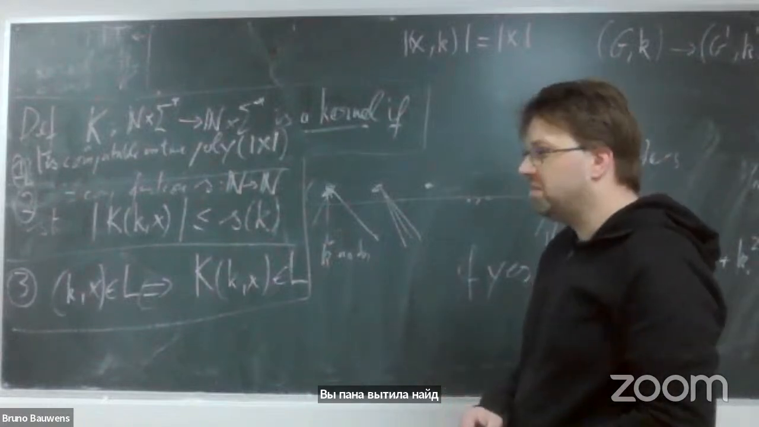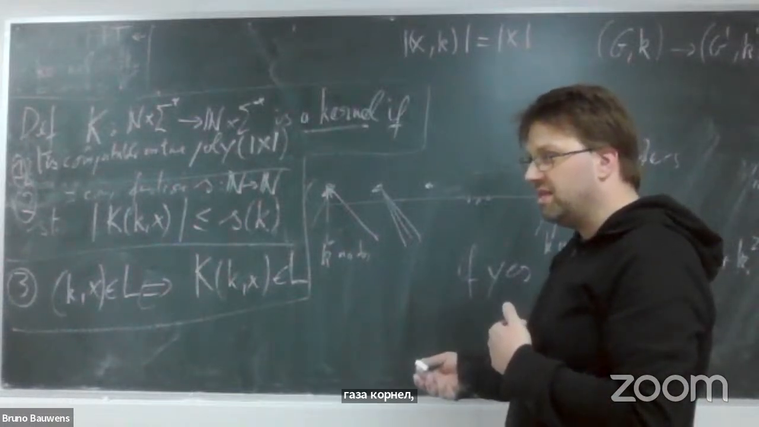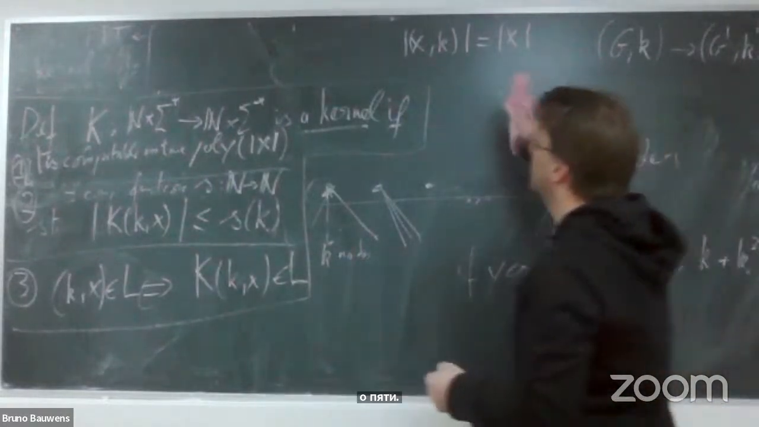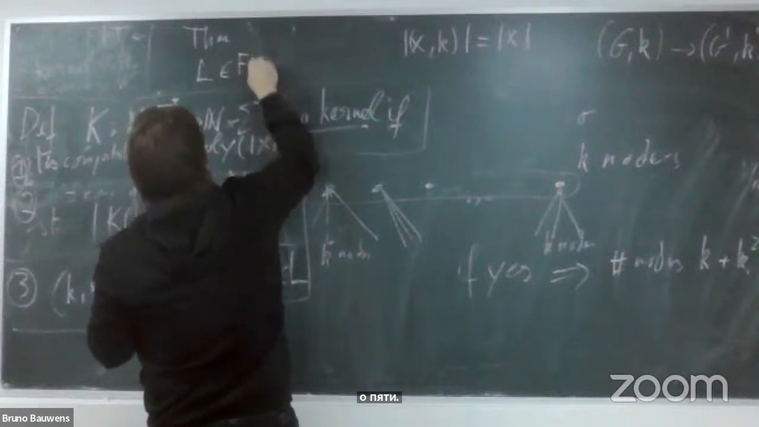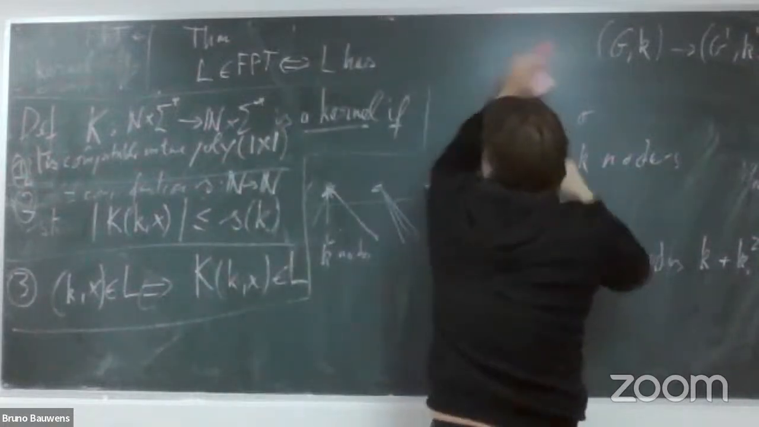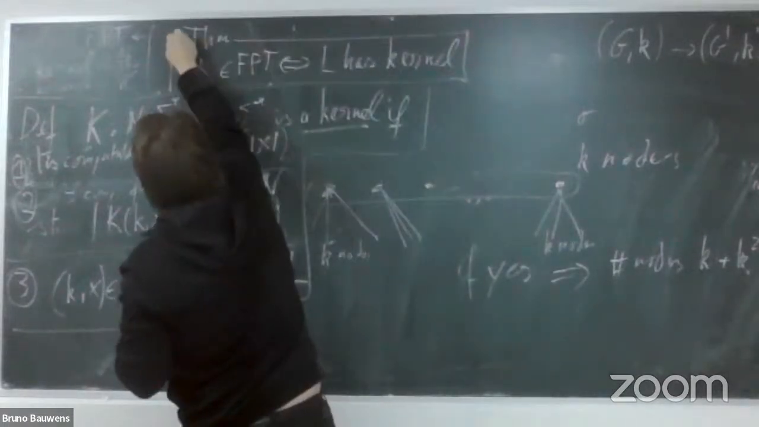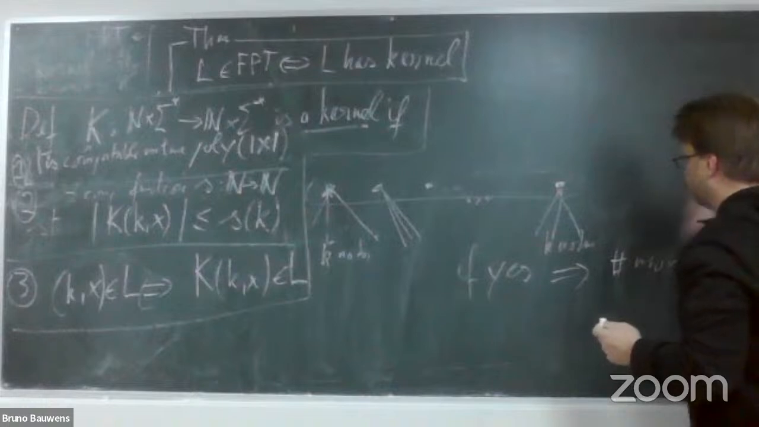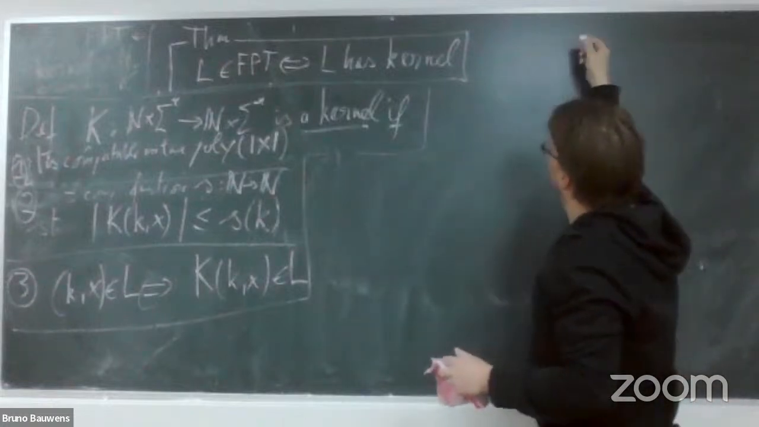And now there is a nice theorem. A problem has a kernel if and only if it is in the class FPT. And the proof is very short.